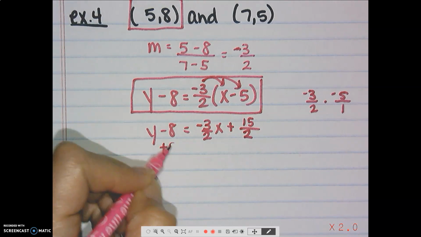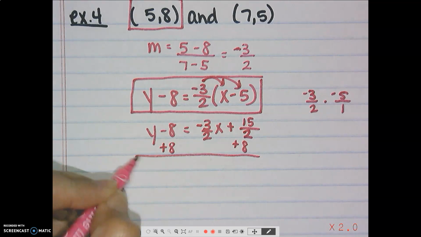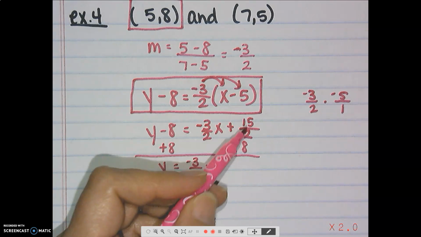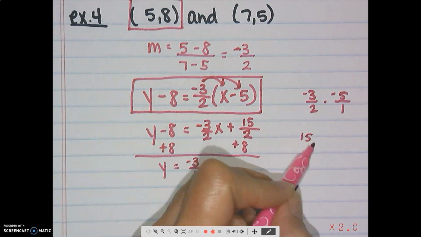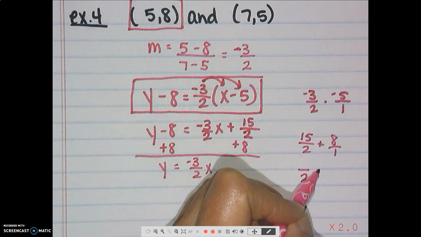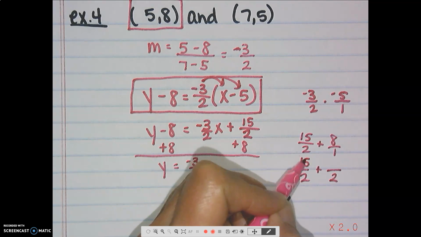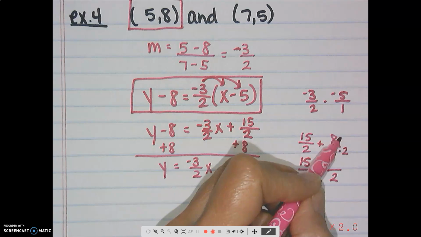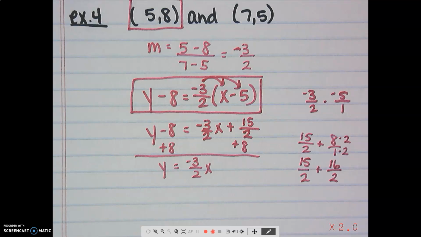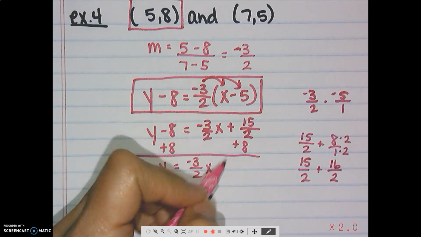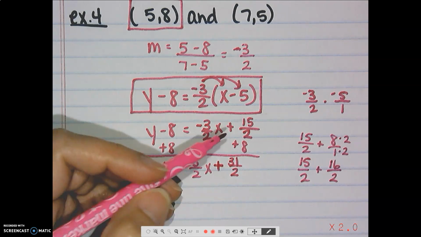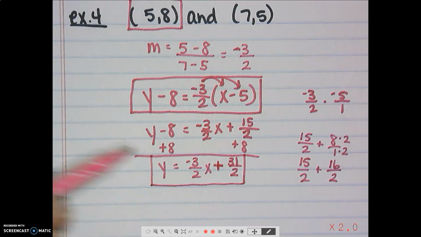To get y by itself, we're going to add 8 to both sides. So y equals negative 3 halves x, and then to add these, we need to get a common denominator of 2. So 15 halves stays there. 8 in halves would be 16 because 16 divided by 2 is 8. And when we add those two numbers together, we get 31 halves. Okay, so this is our answer in slope-intercept form.